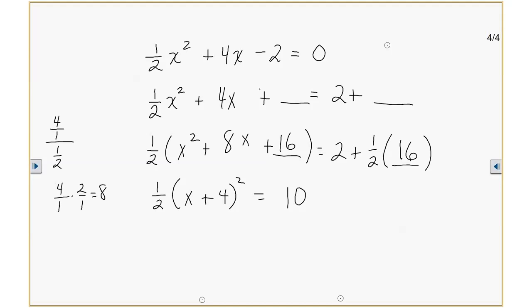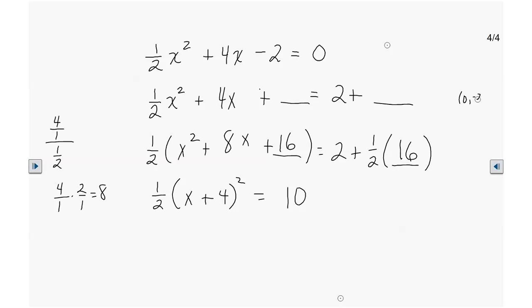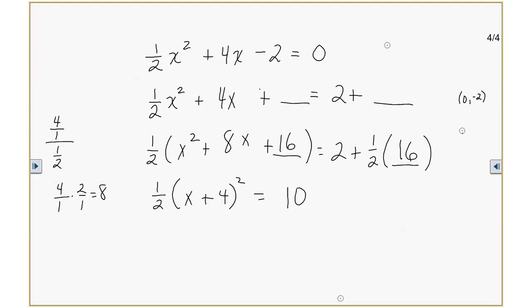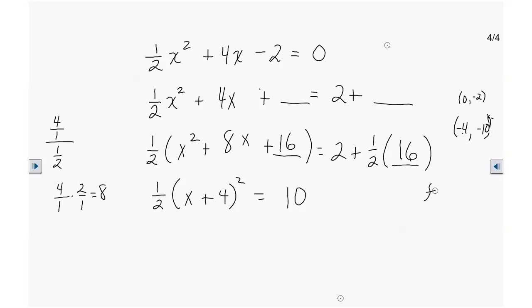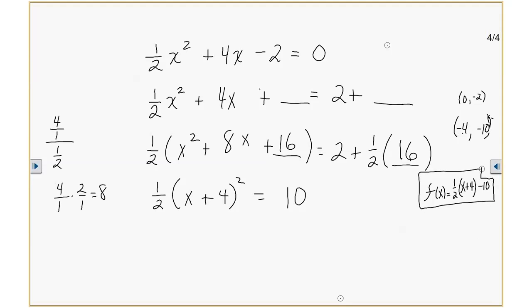In other words, I go over here, and I say y-intercept is 0, -2. Vertex is -4, -10. And then f of x form is equal to 1/2 times x plus 4 squared minus 10. And that way you don't get yourself confused. You already got the vertex right there. You just write it in the form that they want.